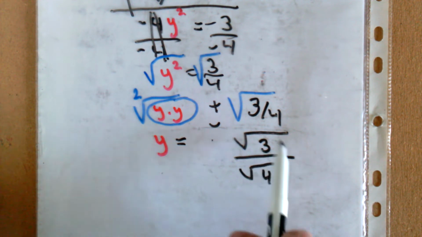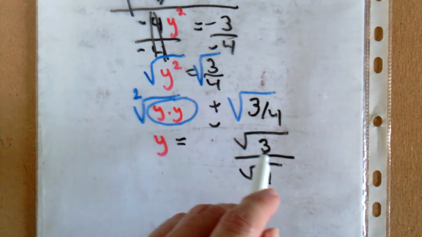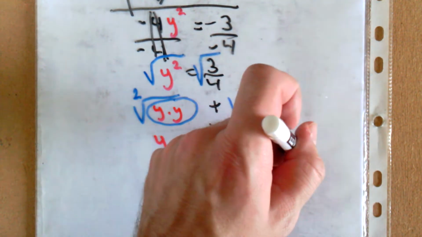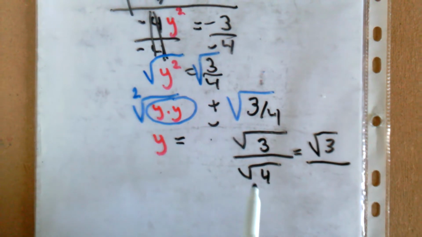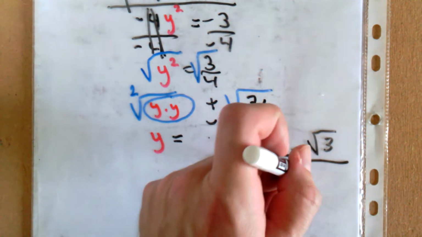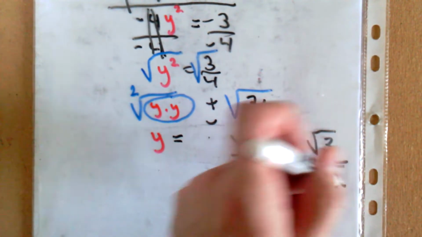Now, what numbers multiply to 3? Just 3 and 1. So we can't really find any pairs here. So we're going to have to leave that alone, square root of 3. But what multiplies to get 4? 2 and 2, right? And that's going to give us a pair.